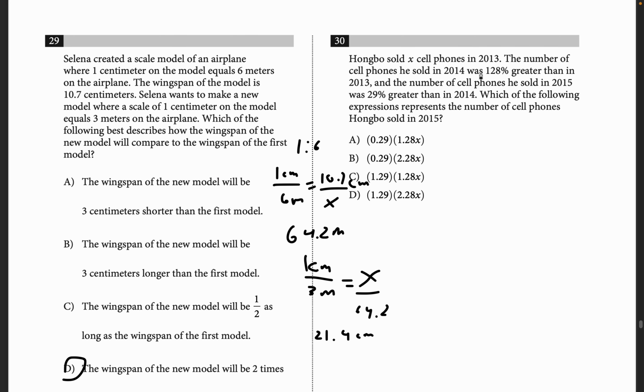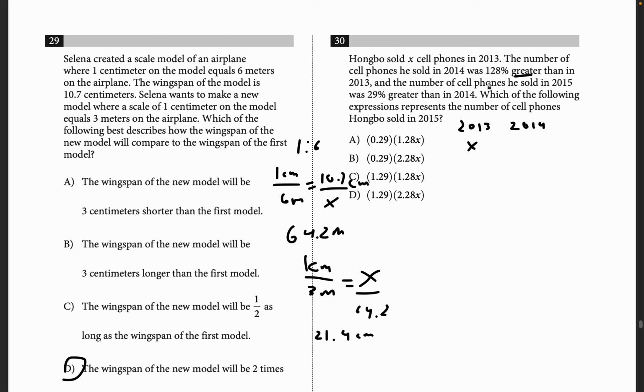How do you know X phone? He sold X phones in 2013. He sold X in 2014, 128% greater. Anything that says greater, we turn it into a percent, but we add 1, because it's percent greater. So it's 1 plus 1.28, that's 2.28. Anything that says percent greater, then you're adding it.